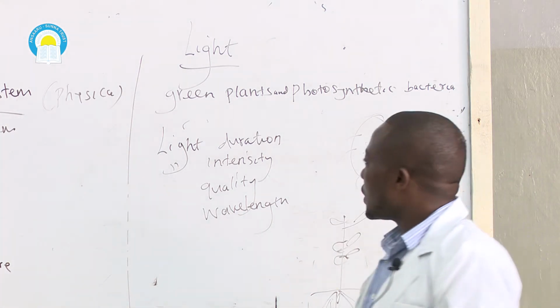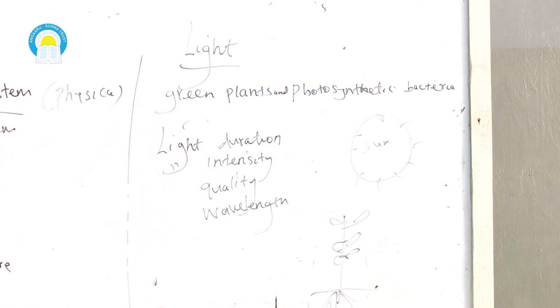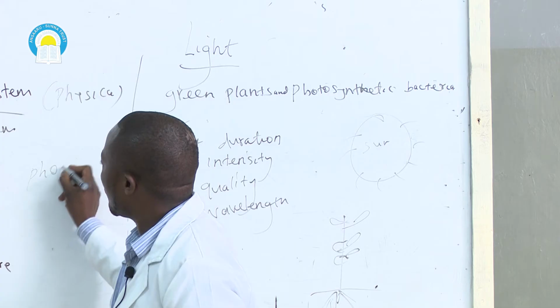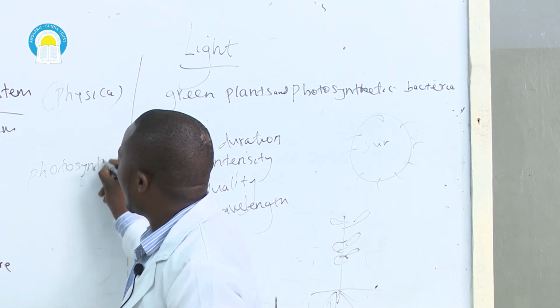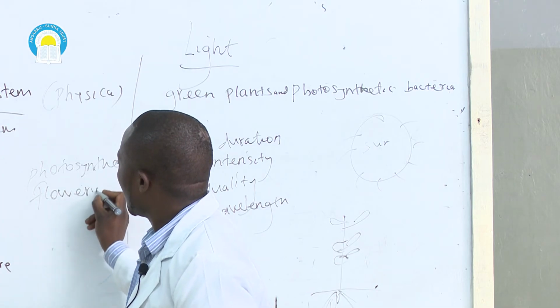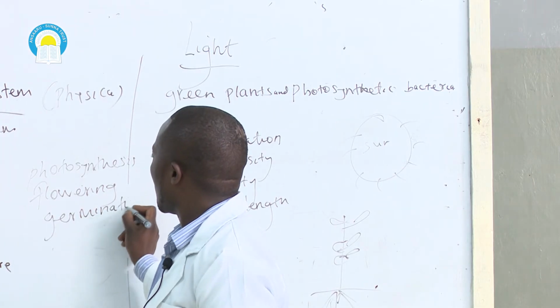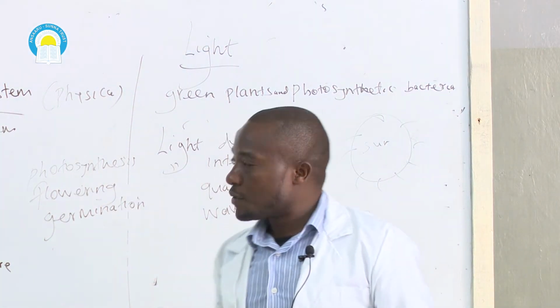So the light duration, light intensity, light quality, and light wavelength affect the distribution of living organisms in the following ways. They affect the rate of photosynthesis, flowering, and germination. That is in plants.